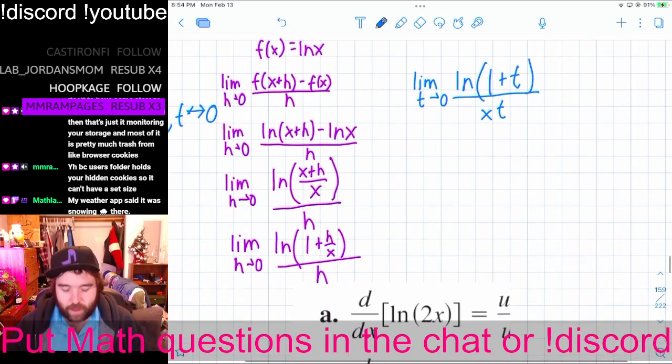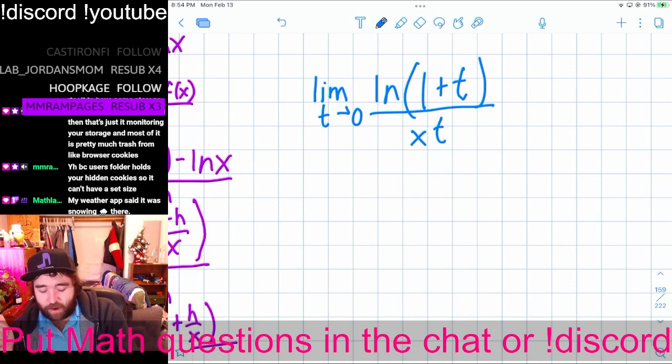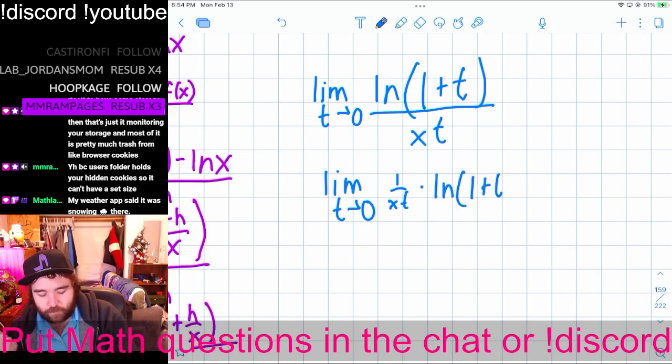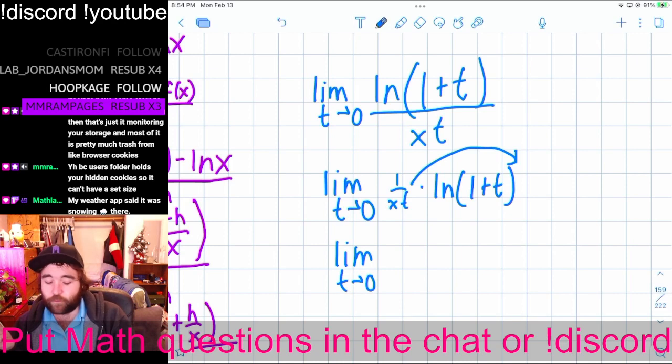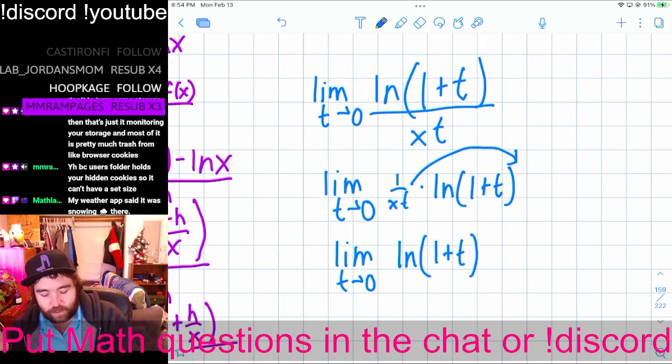So then we're going to do a little wacky stuff. We're just going to use the property of logarithms. The limit as t approaches 0. And this is 1 over, maybe I should write that first. This is 1 over x times t times all of this, right? I think that is something people forget a lot, but very important to remember. And that means that if we wanted to, and we do, we can rewrite that as a power. So we have the ln of 1 plus t to the 1 over xt.